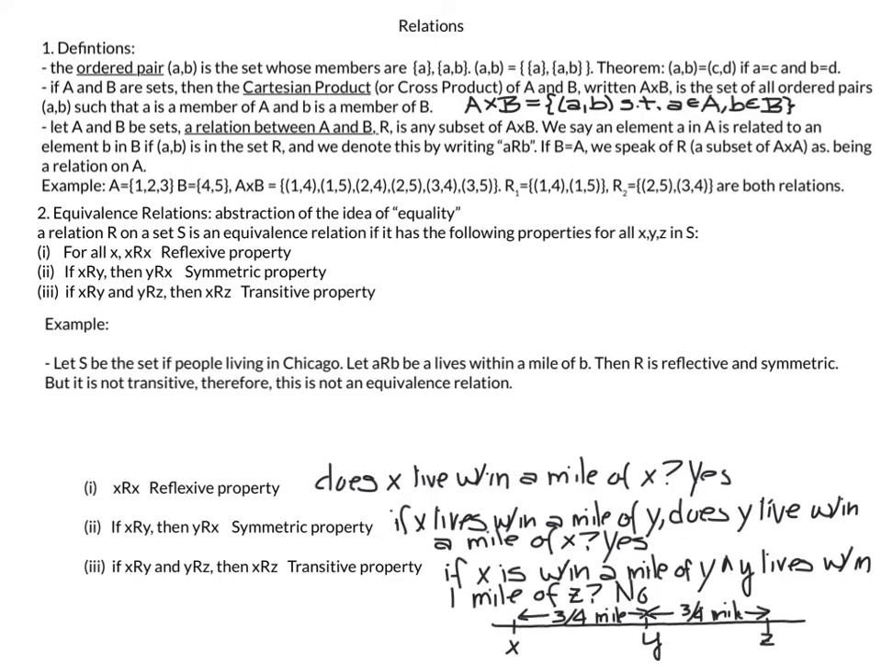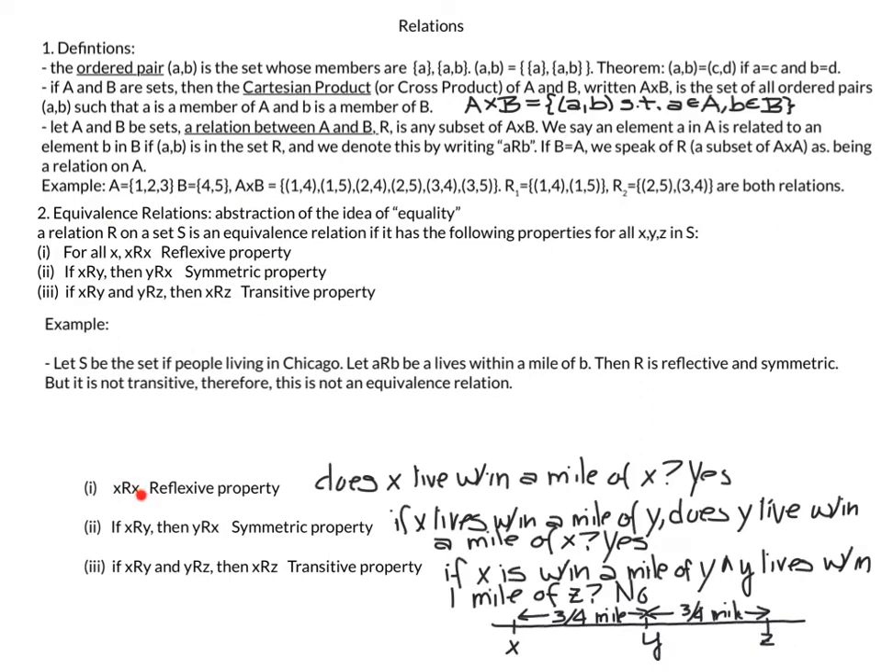Our next example includes the set of people living in Chicago, and we're going to say that A is related to B if A lives within a mile of B. And we're going to show that R is reflexive, symmetric, but it is not transitive. Therefore, it is not an equivalence relation.